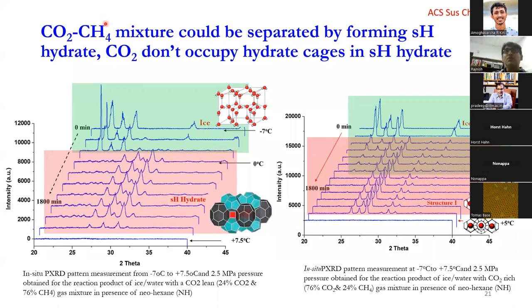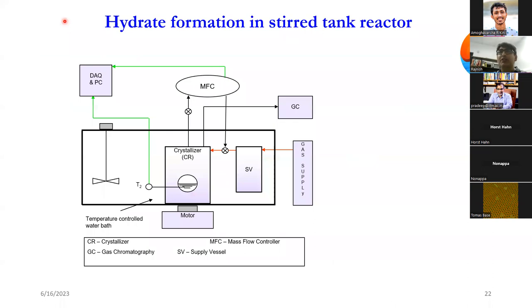The hydrates will only have methane in them. So if methane alone goes into the hydrate phase, your gas phase will be primarily CO2, and you will be able to separate these two gases. And again, as I was telling you, you can do all this at a very mild temperature and a pressure which is not too high, 30-40 bar, which is acceptable in industry.